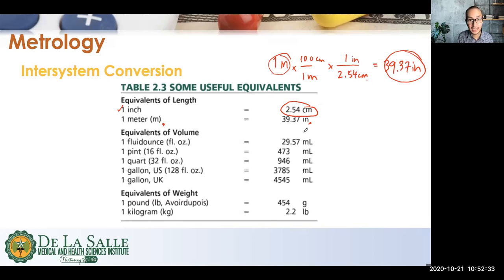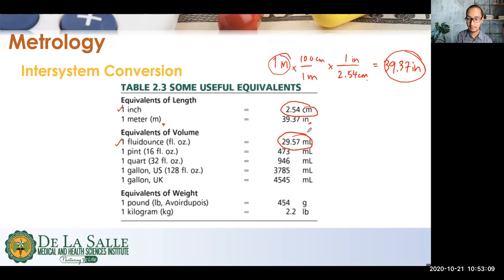In the equivalence of volume, which one is the most useful? This one is the most useful. A fluid ounce is equivalent to 29.57 milliliters. Remember what I mentioned last time, that a tablespoonful is actually equivalent to 4 fluid drams. Now, 4 fluid drams are equivalent to 1/2 of the fluid ounce, because 8 fluid drams are equivalent to 1 fluid ounce.